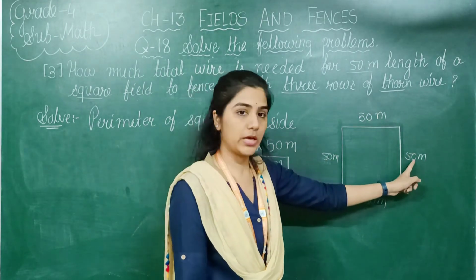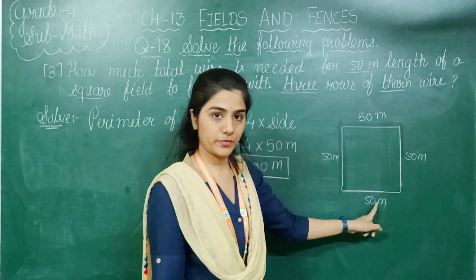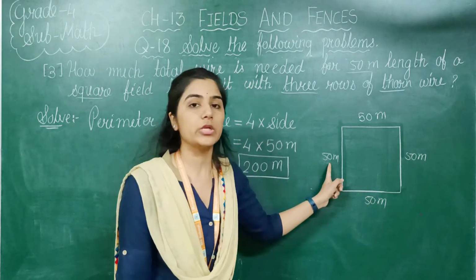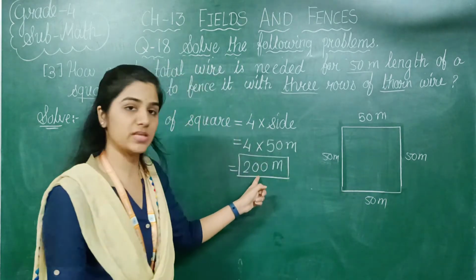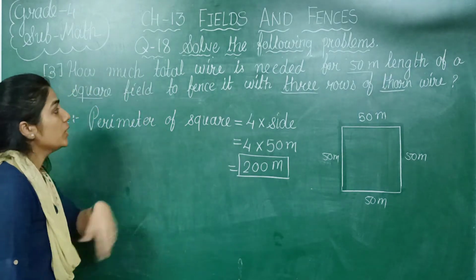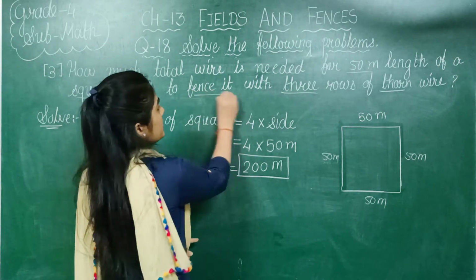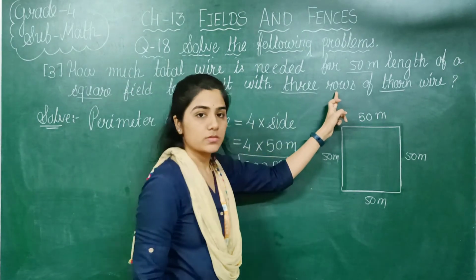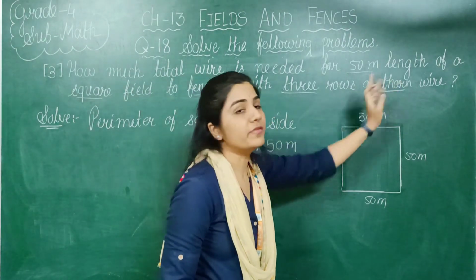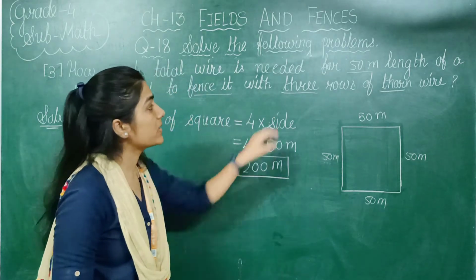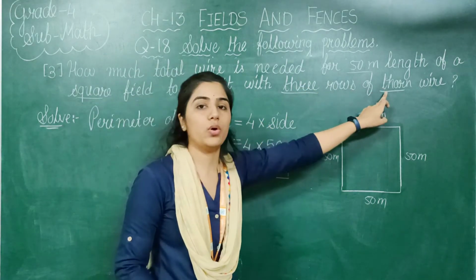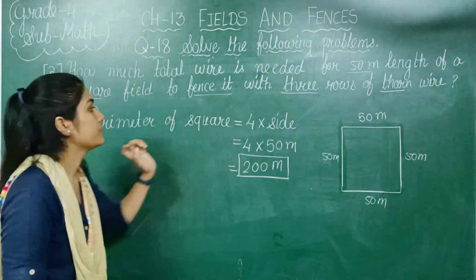50 plus 50 is 100, plus 50 is 150, and 150 plus 50 is 200 meter. So you will get the same answer. Now in the question it is given that we have to fence it with 3 rows of thorn wire, which means we have to make 3 rows of thorn wire for this fence.